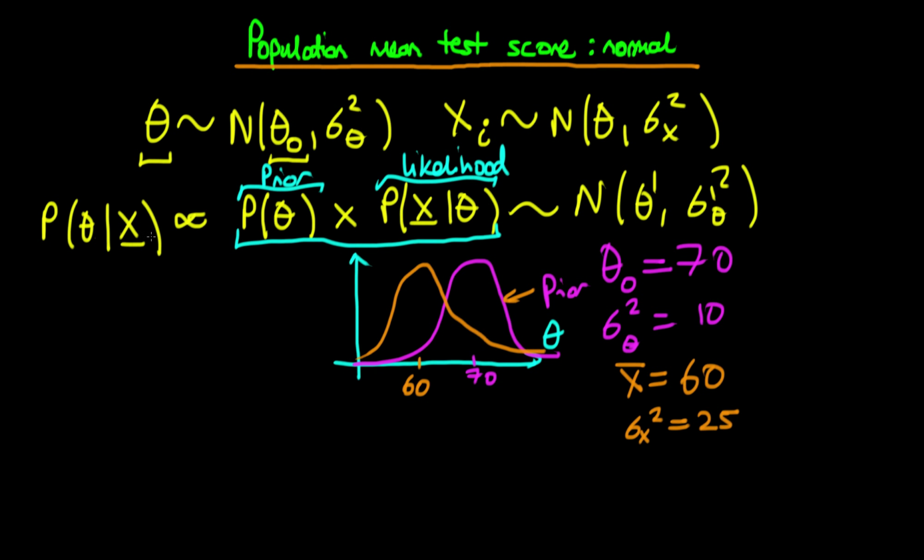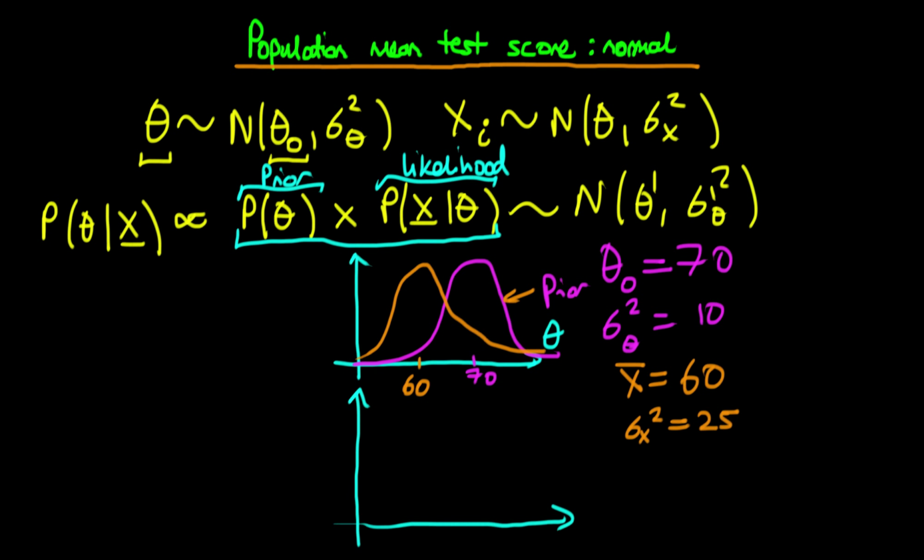So we know that the posterior is the product of the prior and the likelihood, and hence it's going to be a sort of mixture of these two distributions here. And by mixture, we're going to end up with a posterior which is some way between these two extremes.